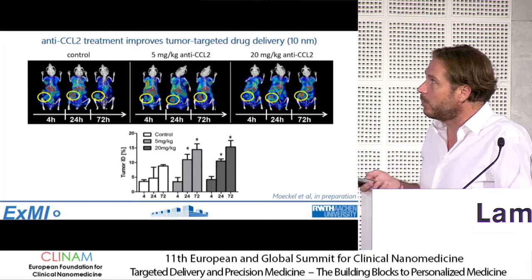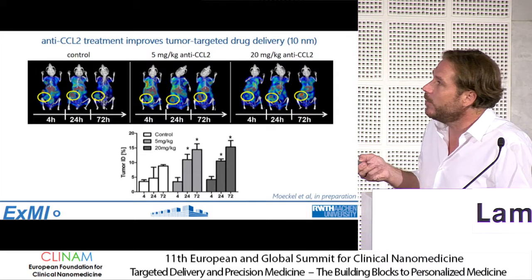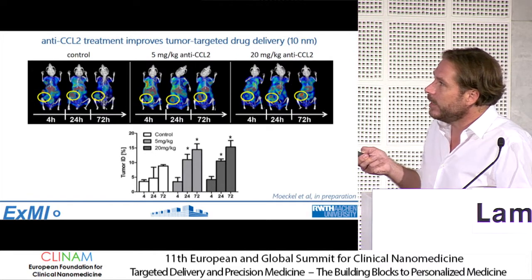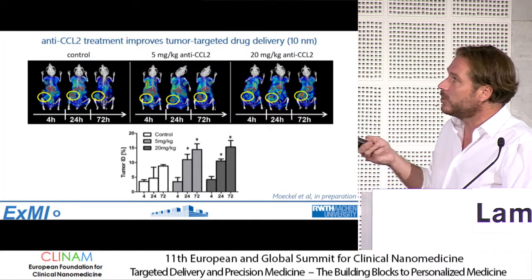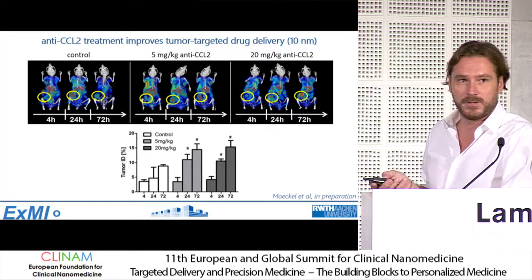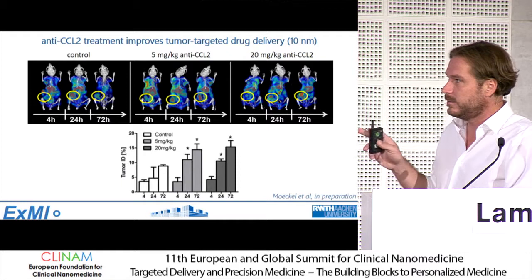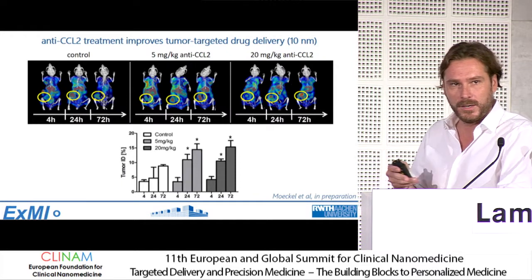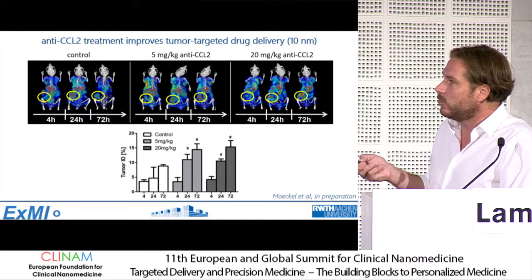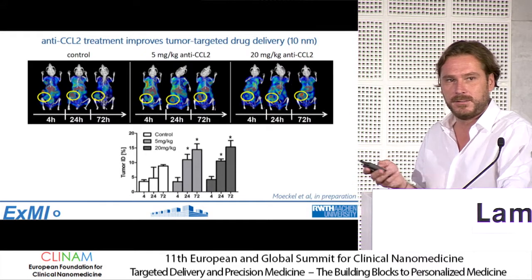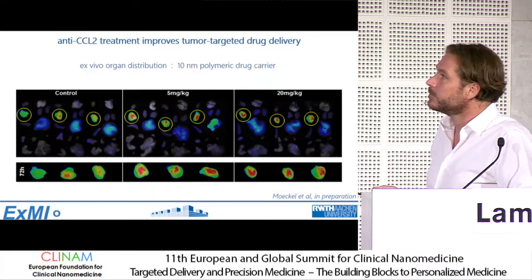This is a prototypic polymeric drug carrier, HPMA, 10 to 20 nanometers. And also there you see, if we monitor over time in control situations versus in anti-CCL2 pre-treated animals how much accumulates in the tumors, the amounts in tumors are substantially increased. Right? We don't see this at the early time points because these systems rely on the EPR effect, so they need time to accumulate within tumors. But then at 24 and at 72 hours, we have a 2 to 3-fold higher concentration in the tumor and a higher AUC.